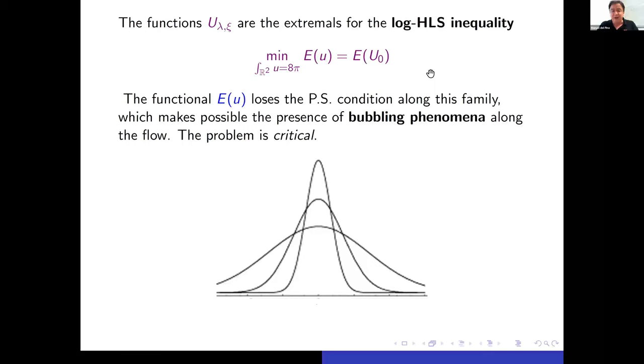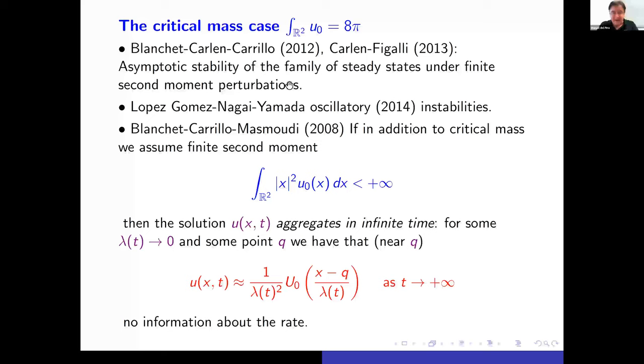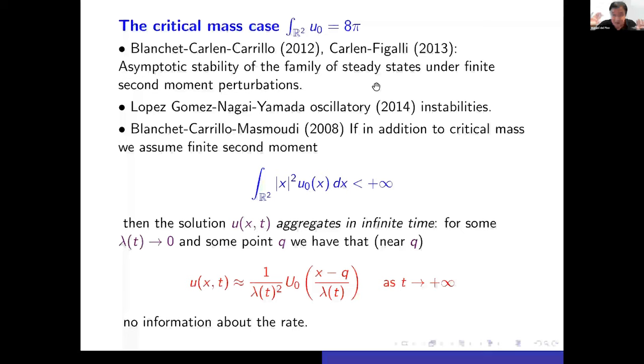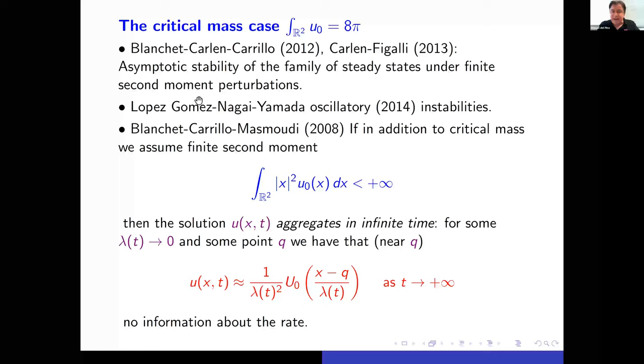And what they prove is that the family is asymptotically stable, in the sense that if you start from a steady state and then you perturb it by something with finite second moment, this is roughly their statement, then as time goes to infinity, the solution approaches, in a suitable sense, the family of steady states. Okay? Maybe not necessarily a single steady state in principle. In fact, oscillatory instabilities between steady states can happen. By the way, there are some interesting examples by these authors, relatively recent.